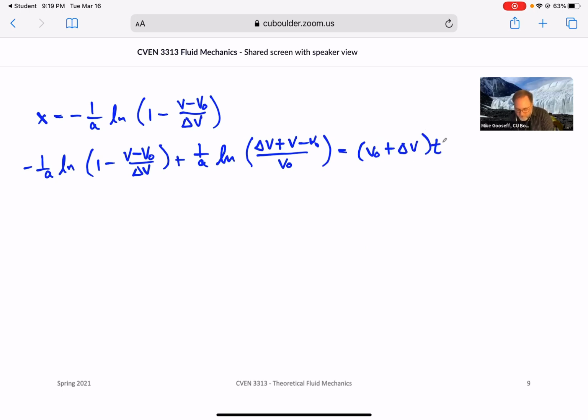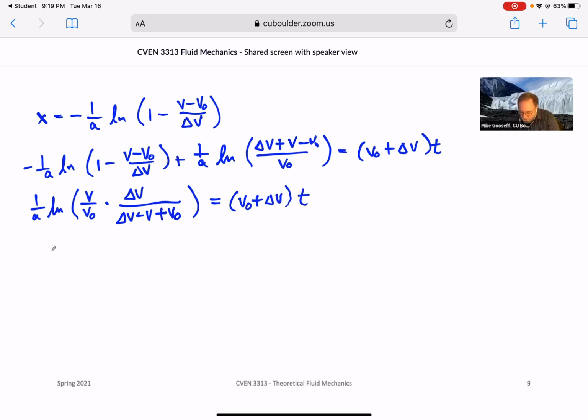And then we can simplify this a little bit. So we get 1 over A times the natural log of V over V naught times delta V over delta V minus V plus V naught, and we'll close that, is equal to V naught plus delta V times T on the outside of that. And then we end up with V over V naught times delta V over delta V, that should be a minus V plus V naught, is equal to E to the A times V naught plus delta V times T.